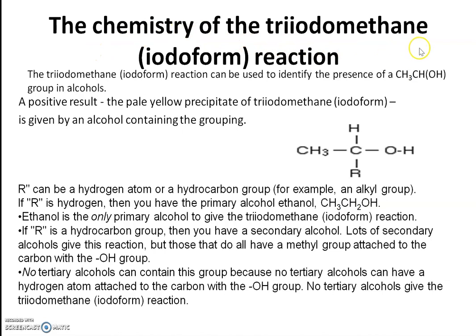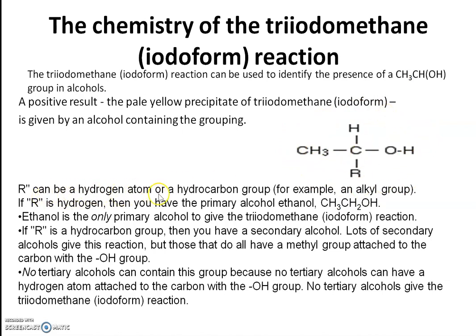The chemistry of the triiodomethane iodoform reaction. It can be used to identify the presence of a methyl group directly connected to the OH-bearing carbon. In case of a positive result, the pale yellow precipitate of triiodomethane, iodoform, is given by an alcohol containing this type of grouping.